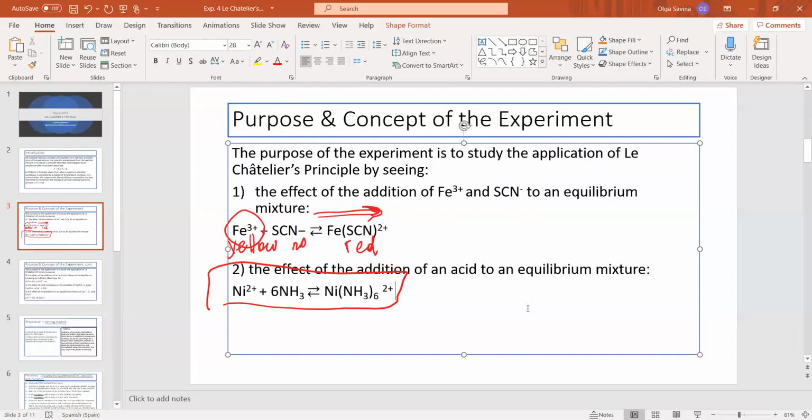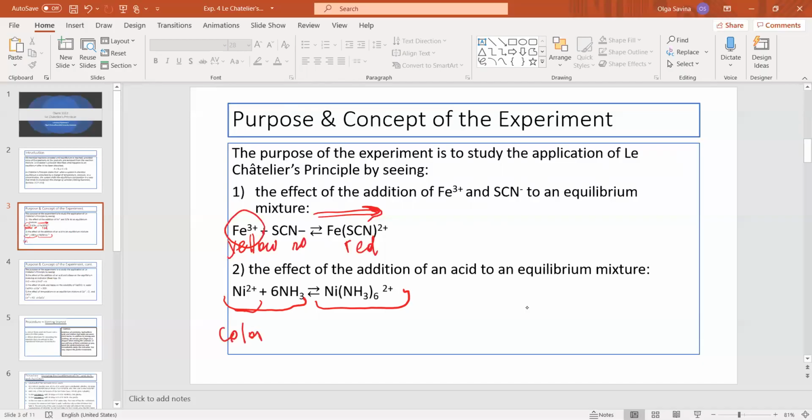Okay, here it is. We will study the effect of addition of an acid to an equilibrium mixture. And of course, nickel with ammonia on the left side will have one color, let's say color 1. This one will have color 2, another color. So what will happen? Let's say this one is going to be green, and this one is going to be blue.